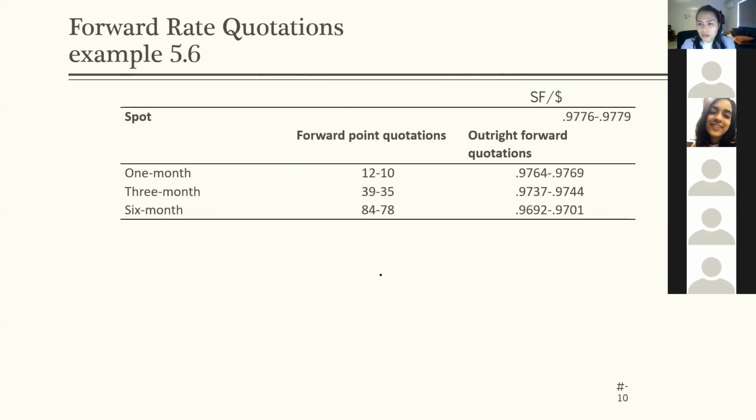Okay, so let's talk about forward rate quotations next. With forward rate quotations, the first method is, of course, similar to what we saw before with the spot exchange market, where you can just have the outright forward quotations like this, okay? But in addition to that, you have a second method where you only quote the points, okay? So you only quote the points difference between the spot rate and the forward rate, okay? So what that means is that this is the difference between your 1 month forward bid rate and your spot bid rate, okay?